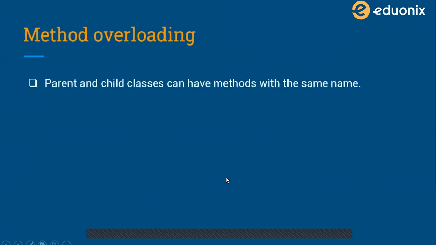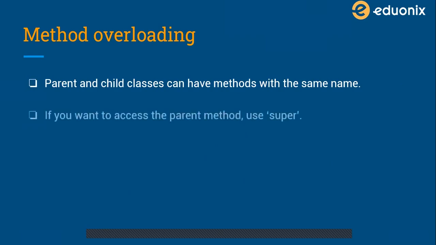Okay, before we get to the example, let me talk about method overloading as well. Along with inheritance, there is something called method overloading, where both your parent and child classes can have methods with the same name. And if you want to access the parent method, then you'll have to use the super function. We'll talk about that when we look at the example.